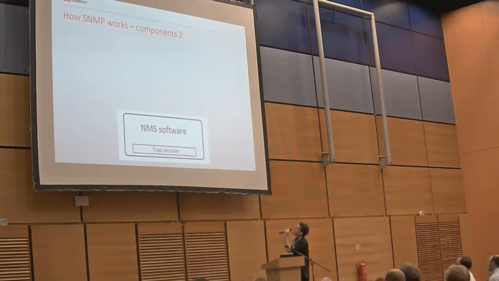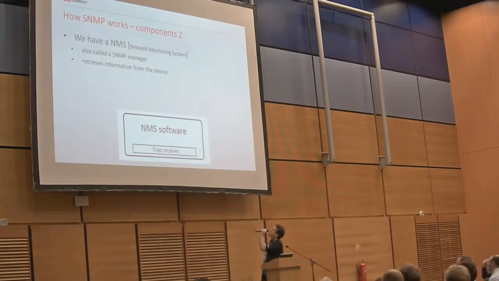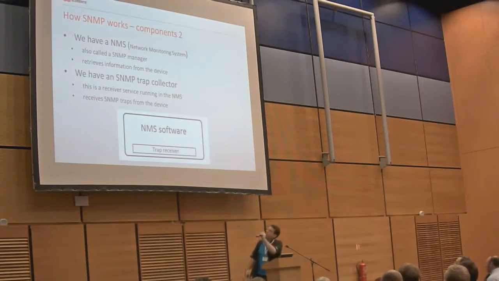Then you have the network management software. So we have an NMS, network management, network monitoring system. And we also call this an SNMP manager, and it retrieves information from the device. And it also has an SNMP trap collector. So this trap collector is simply there to receive traps from the device. So it's a service that runs inside of your software. And again, you can see the perfectly technically correct representation of software right there.